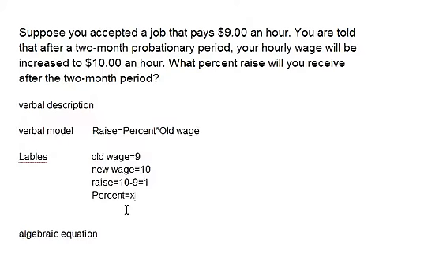So now that we have all of our labels, let's now construct the algebraic equation. So we're going to end up with 1 being our raise, and that's going to equal our percent, which I'm letting be X, and then we want to multiply that by the old wage, which was the $9 an hour. So there we are. So now all we have to do is solve for X in this problem.